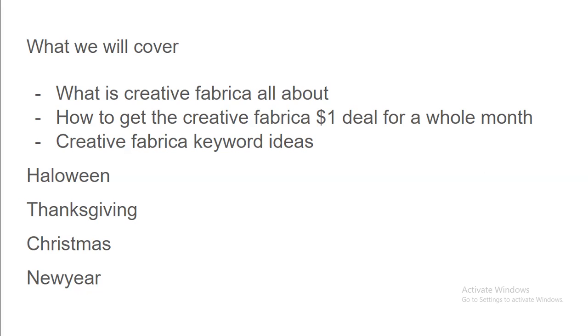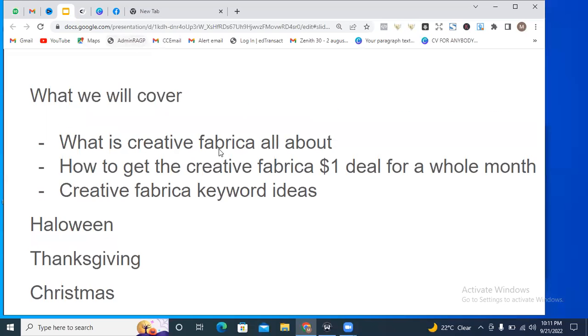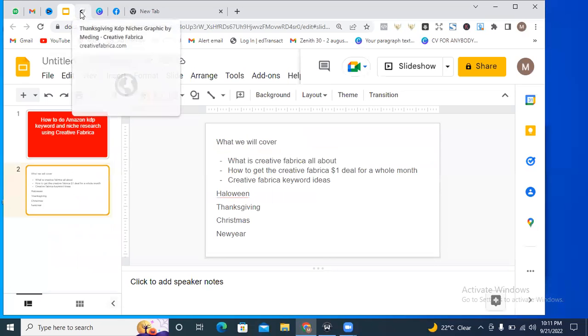All right, so I'm going to be showing you how to use a combination of Creative Fabrica and Canva to create low content books for upload on Amazon KDP. Starting with Halloween, I'm going to be showing you how to get ideas, how to get low content keywords for Halloween that you can create low content books around and upload to Amazon KDP. So I'm going to be exiting this screen, and then showing you my Creative Fabrica account.